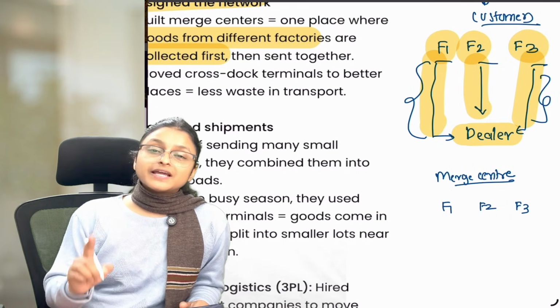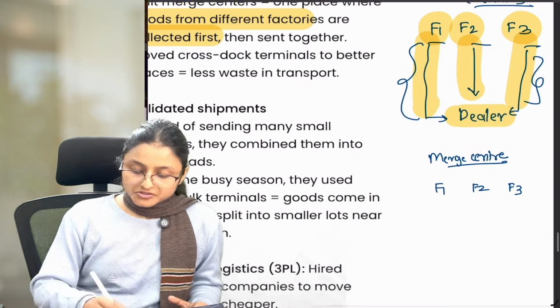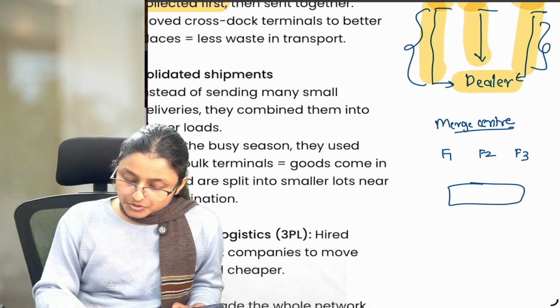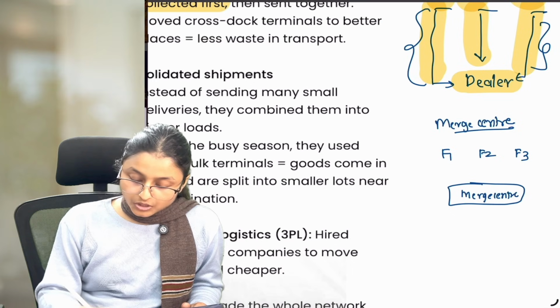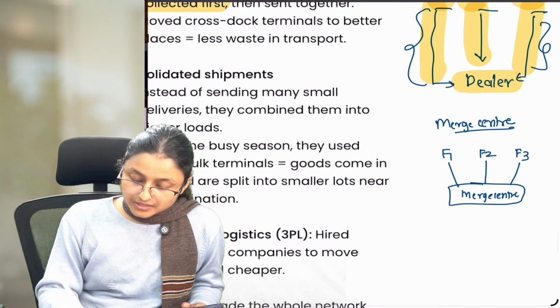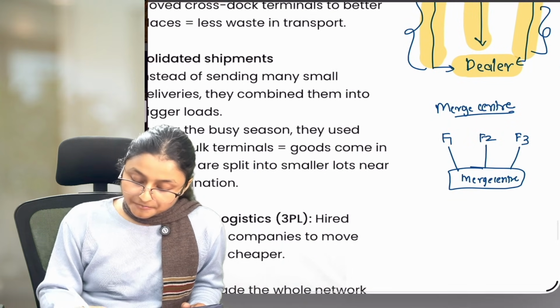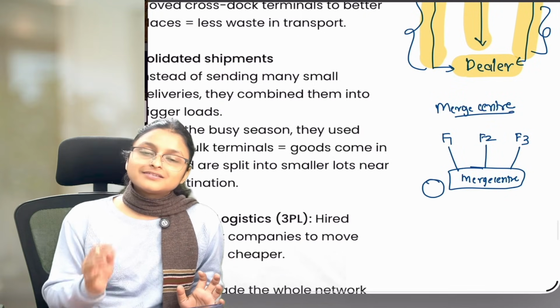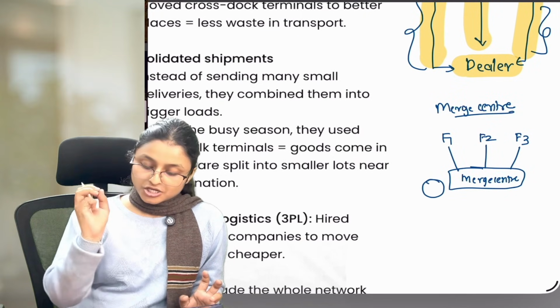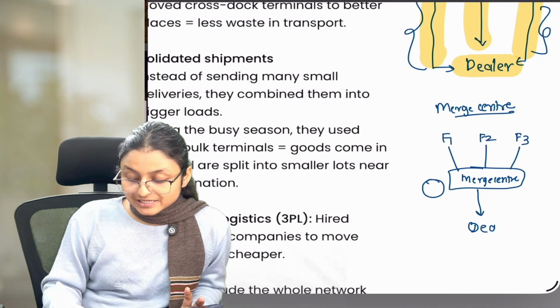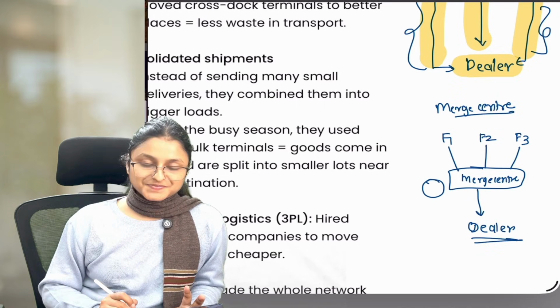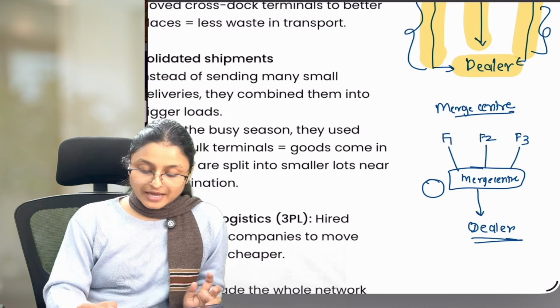All of them have to send the product to the same dealer. So what they did, they made merge centers in between. What this merge center will do, they will take product from factory 1, 2 and 3. They'll combine all of it in one particular package for one customer and then supply it to the customer, that is dealer for the manufacturer. Done?